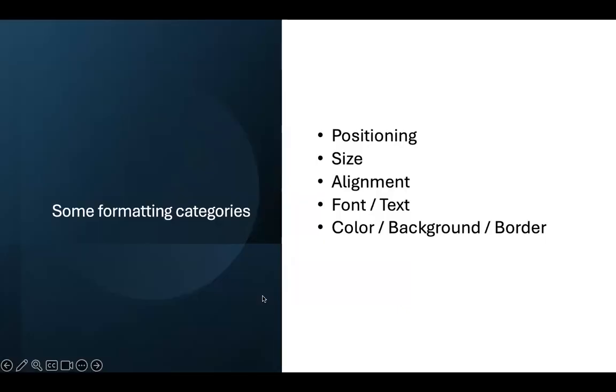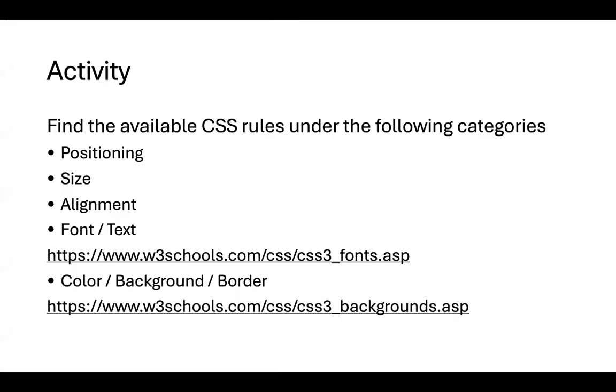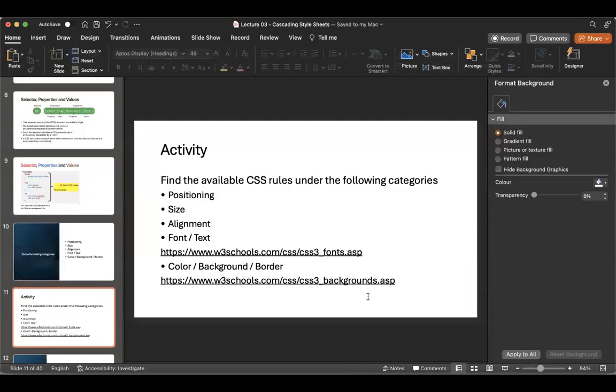Okay, let's see some formatting categories. So here are some formatting categories: positioning, size, alignment, font, text, color, background, border. So those kinds of things. So these are some categories. You will find some more categories later. So here we have an activity. Find the available CSS rules under the following categories: positioning, size, alignment, font and text, color, background, and the border. I will send you the answer for this one later.